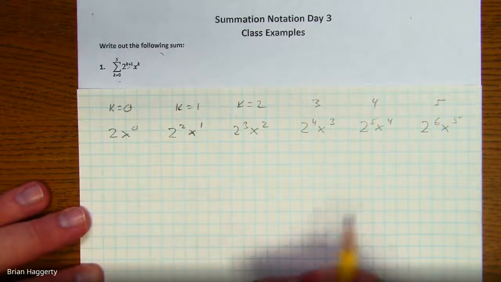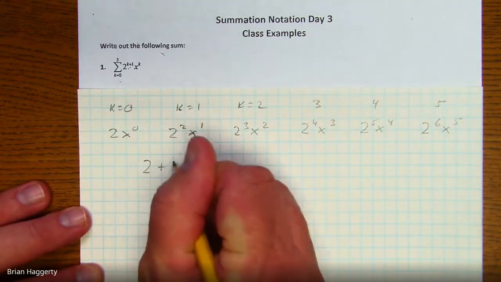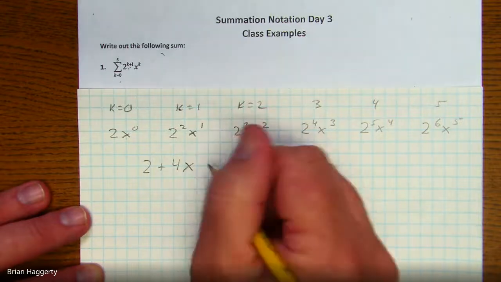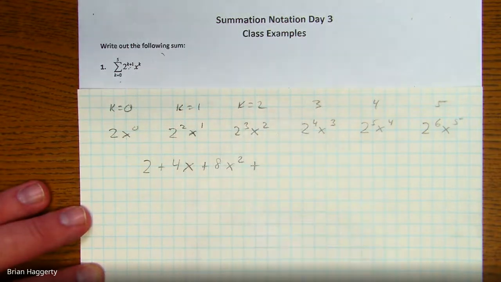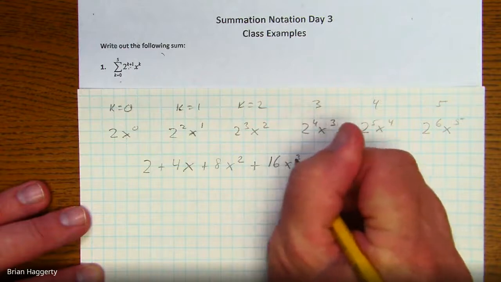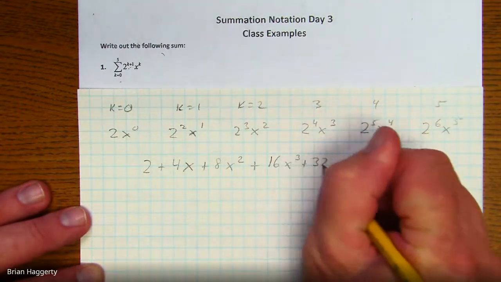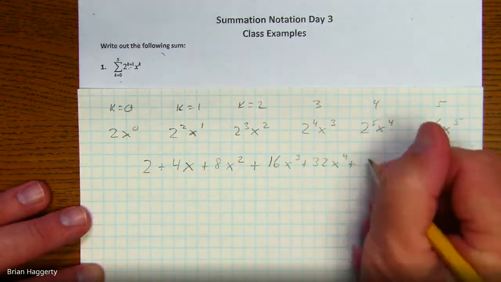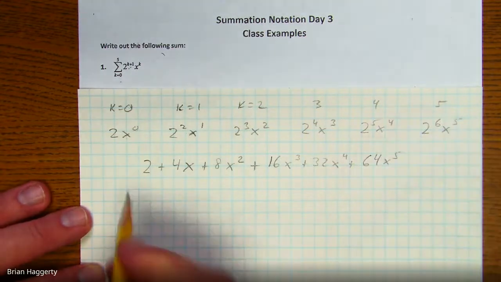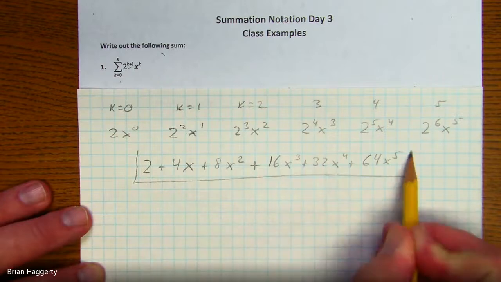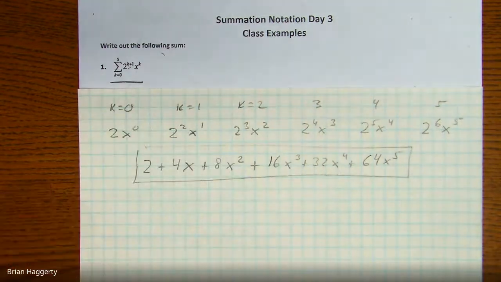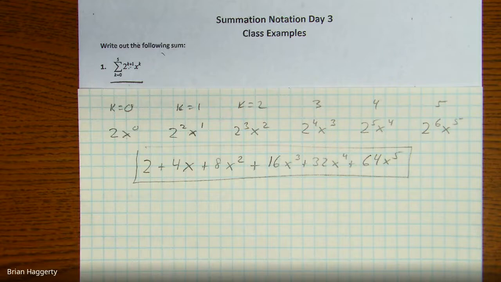All right, x to the 0, that's just 1. So the first term is 2. And then that'll be 4x for the next term. 8x squared for the next one. 16x to the third. 32x to the fourth. And 64x to the fifth. So that is the expanded form of that sigma, or that summation notation. All right, good with 1?